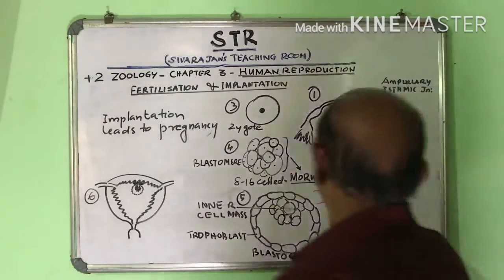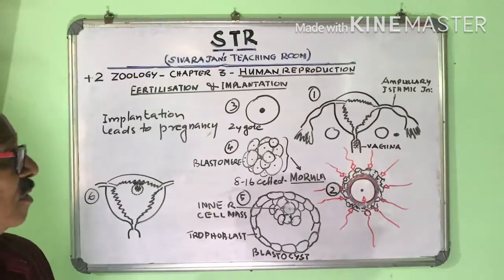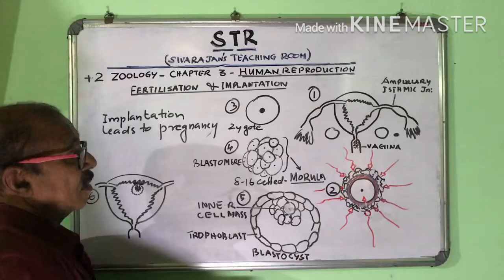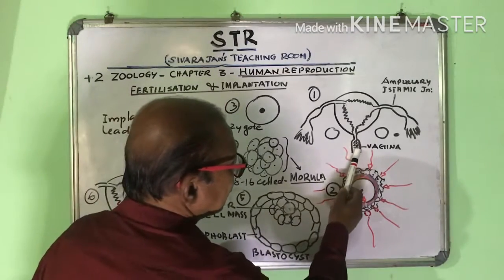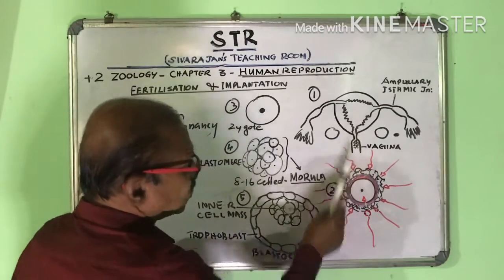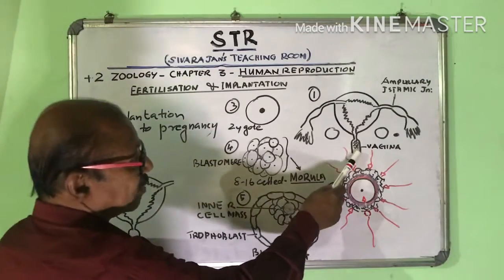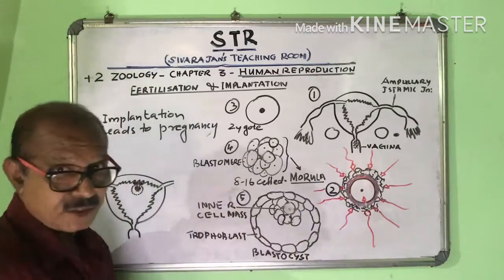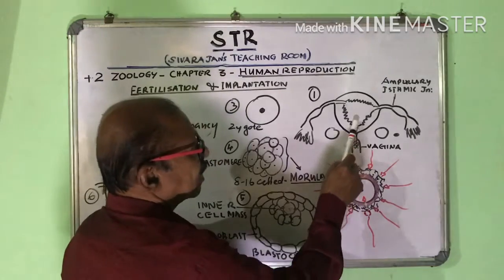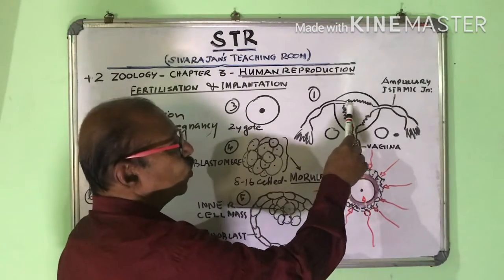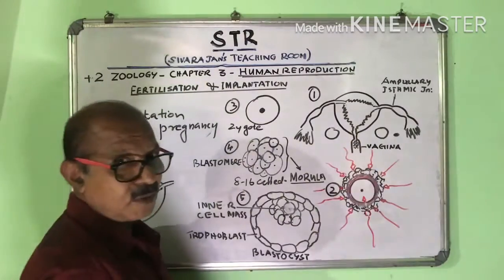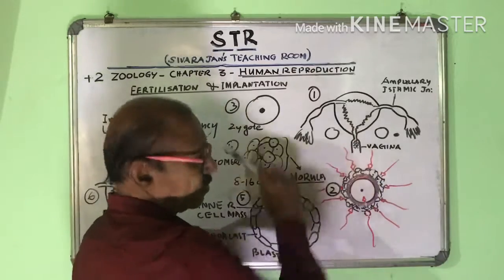See, during coitus, during copulation, the semen is deposited inside the vagina. These dark dots represent the semen. From here it moves through the cervix and comes to the uterus, and the sperms move in both directions of the oviduct, towards the oviduct.